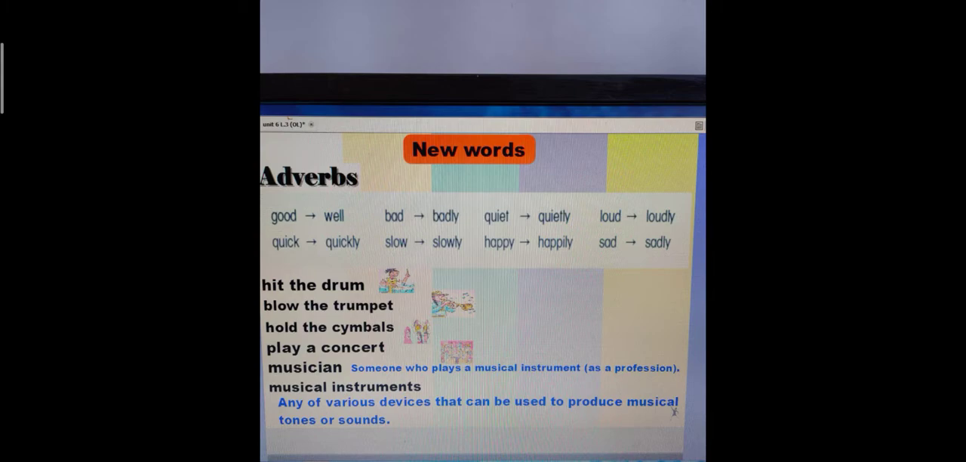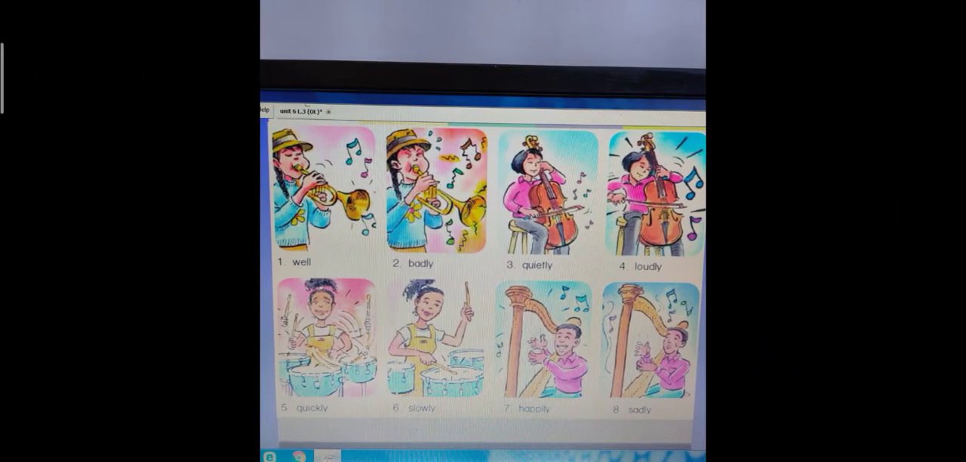Here we have some expressions. Hit the drum, blow the trumpet, hold the cymbals, play a concert. Musician, this is someone who plays a musical instrument. Musical instruments like the piano, the violin, the cymbals, and so on. In picture number 1, we have the adverb well.